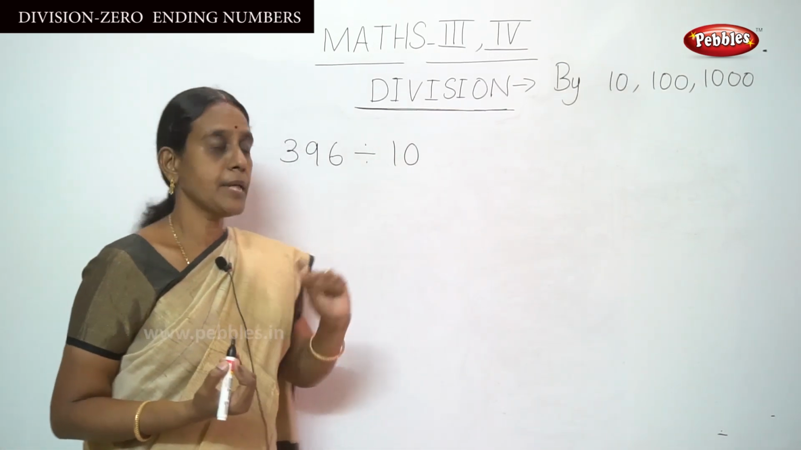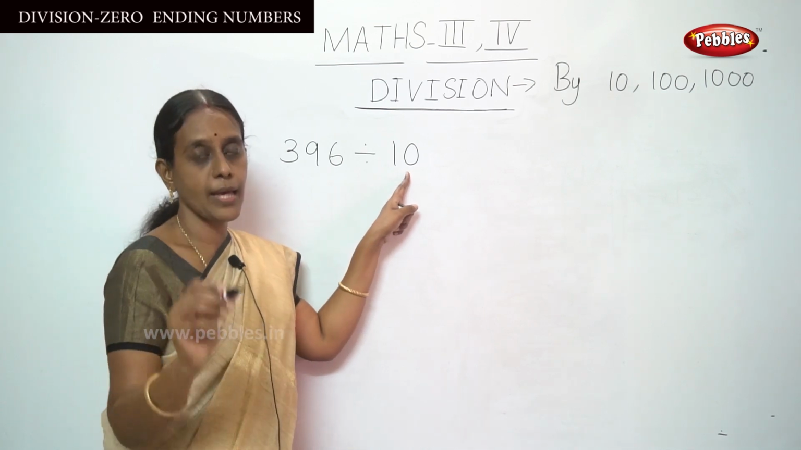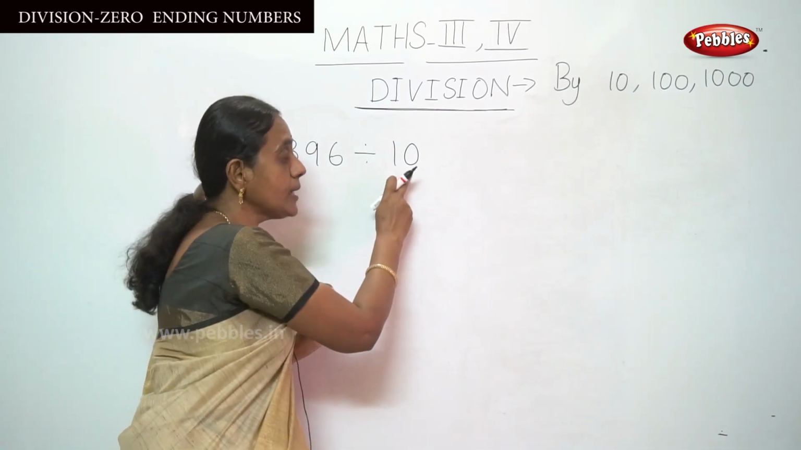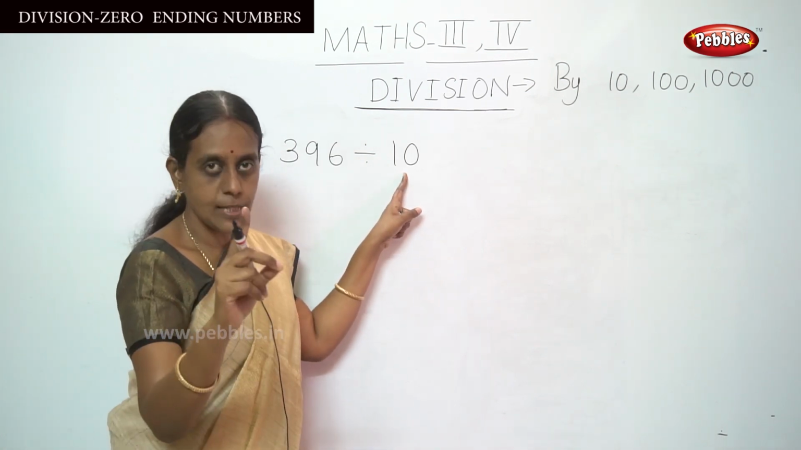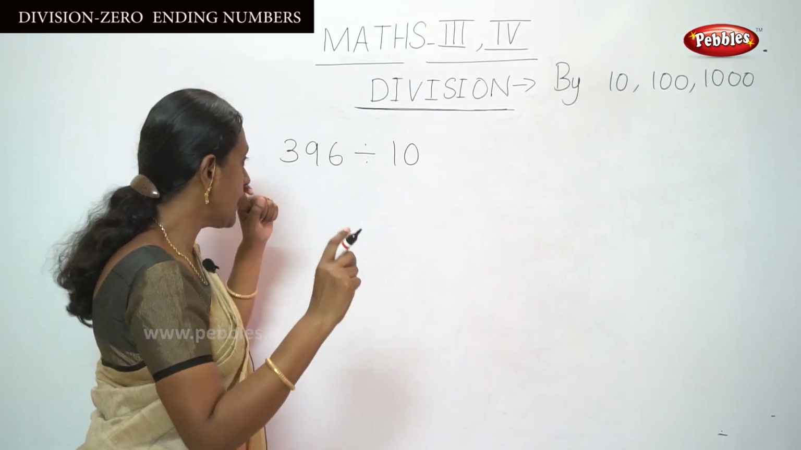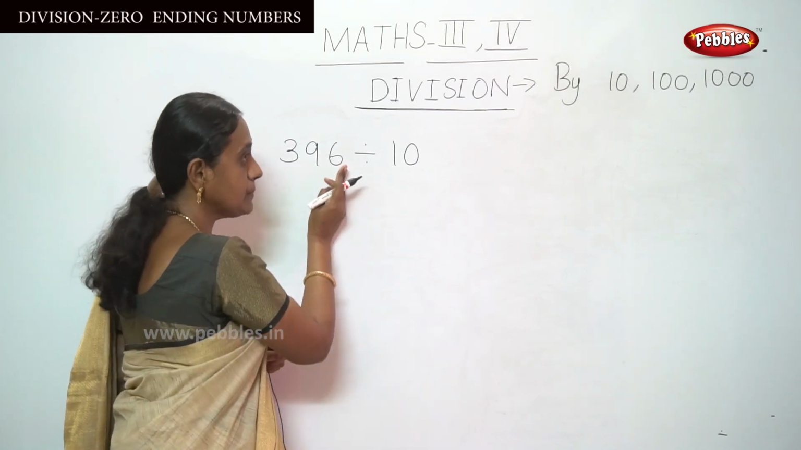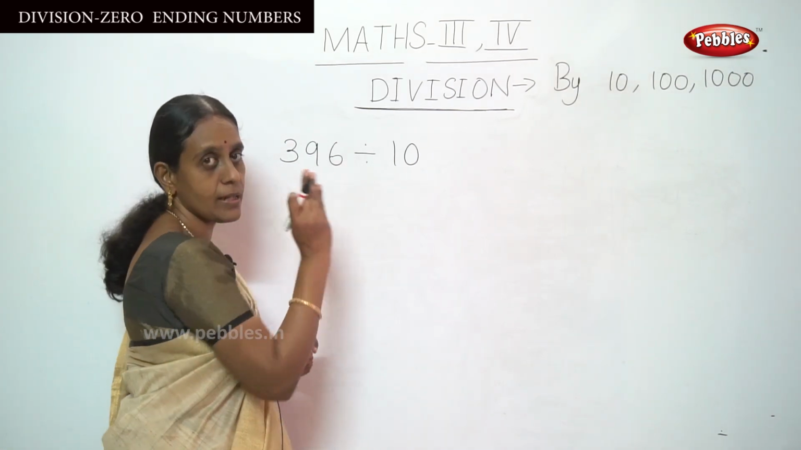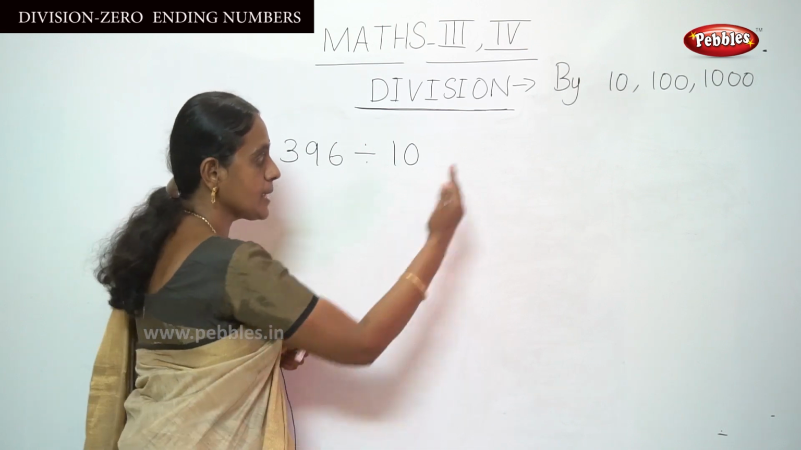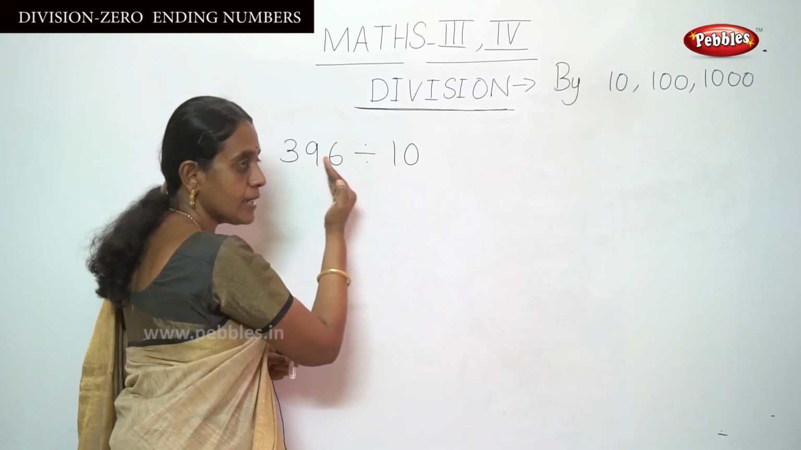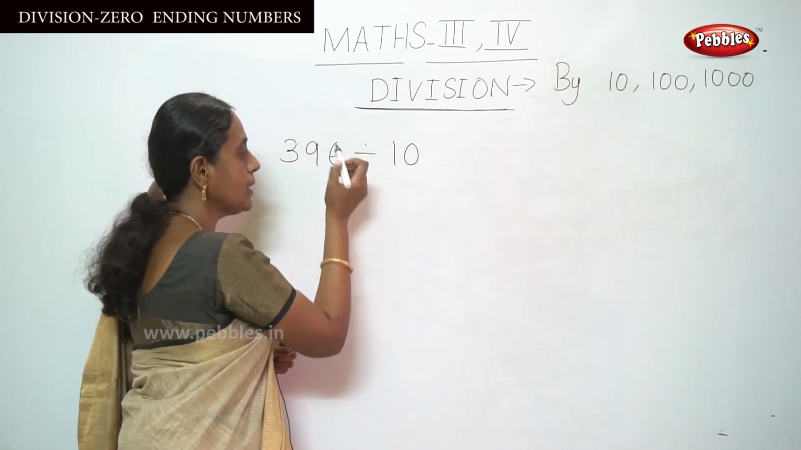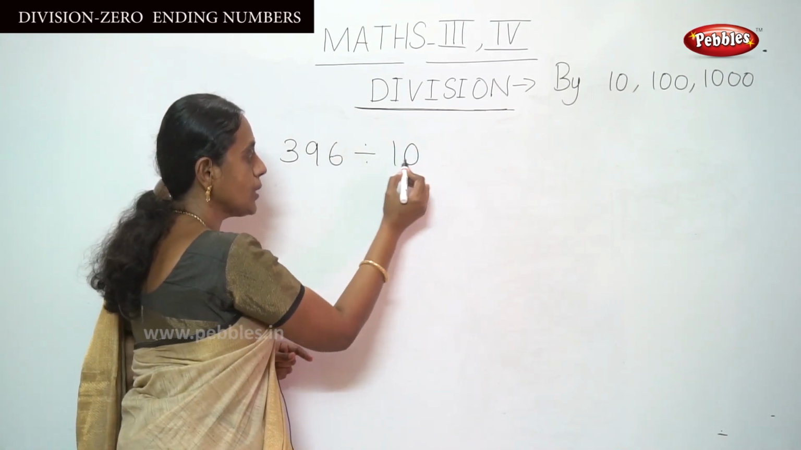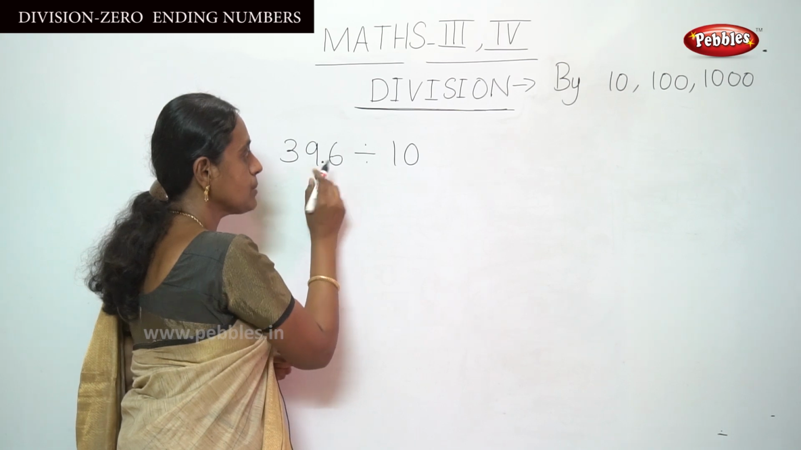Okay, by simply doing this, you should count the zeros. How many zeros are here? There is only 1 zero. So you should put the decimal point from the right towards our left hand side. Okay, this is the right hand side. Towards our left hand side, count the zero and put the dot here. So here there is only 1 zero, so you should put the decimal point here.